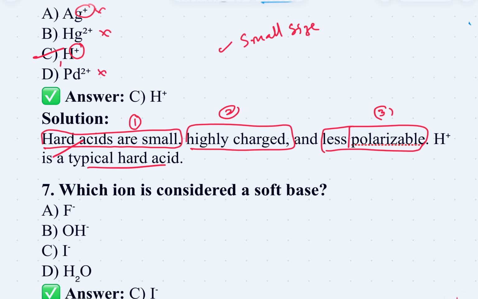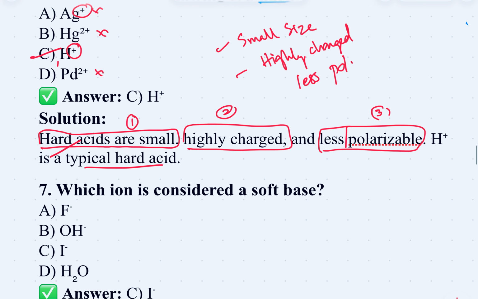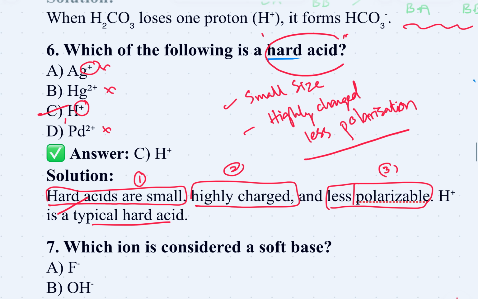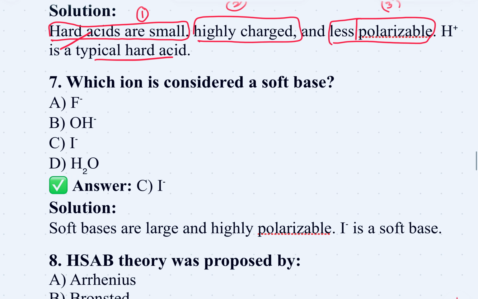First, second one, highly charged. Very, very important. Highly charged. Third one is less polarization. Less polarization, right? This is the meaning of hard acid. Hard acid. Clear? Next, we'll go for which is considered soft base.